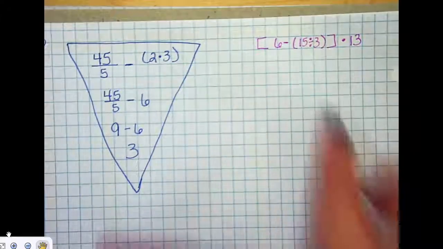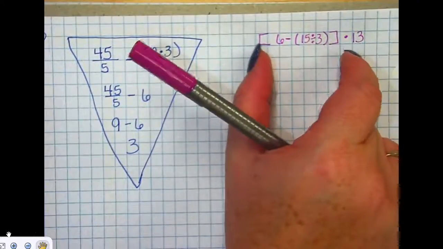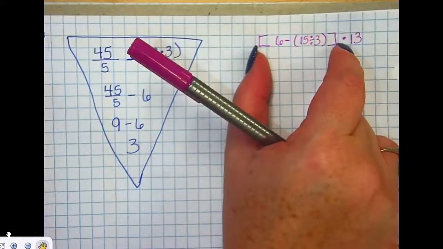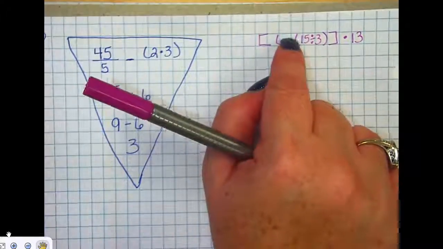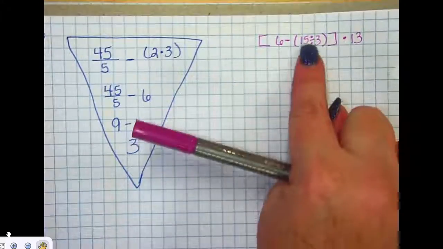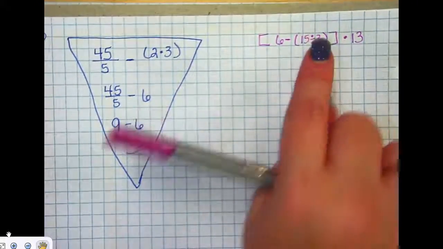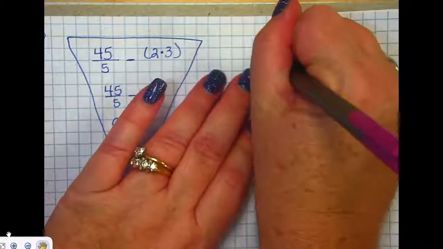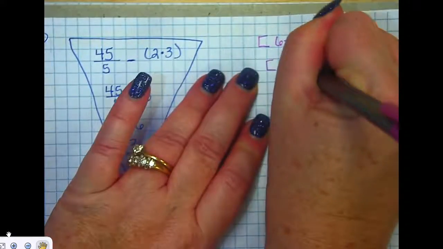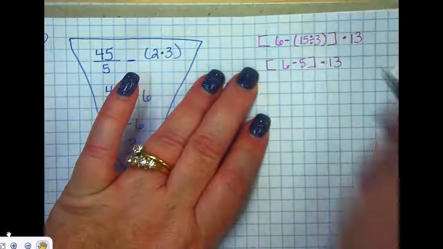So, we have a bracket that we go to first. So that's your first grouping. Inside that, you have subtraction and a parentheses. Which one do you think you do first? You're going to go straight to this parentheses. 15 divided by 3 is what? 5. So you rewrite your bracket and say 6 minus 5, end your bracket, times 13.